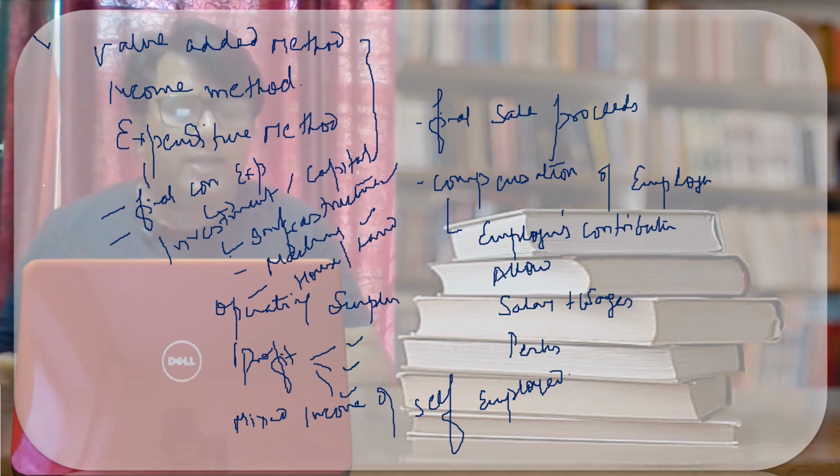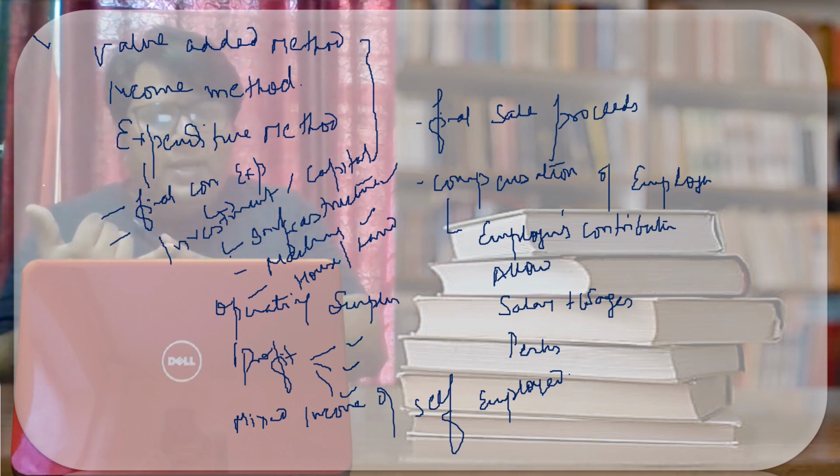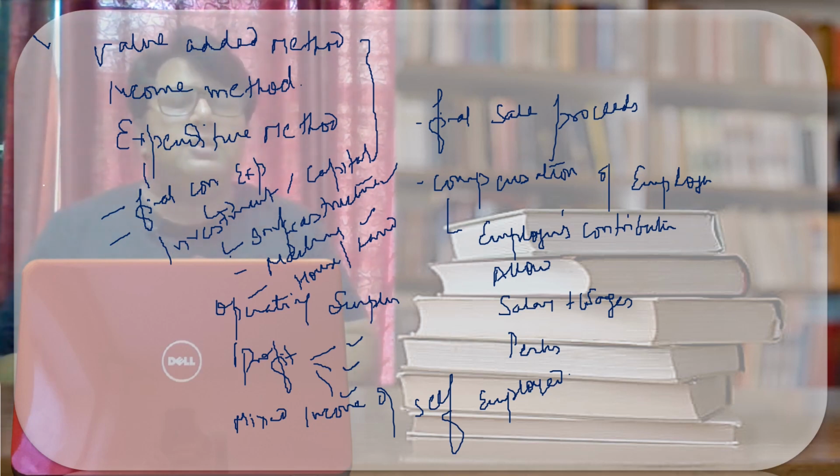I hope these points are clear. So on the basis of the different methods of calculating national income, we have seen that the final sale proceeds should be considered, compensation of employees should be considered, operating surplus should be considered, mixed income of self-employed to be considered, final consumption expenditure should be considered, and investment should be considered. Clear? These are the items which should be considered.